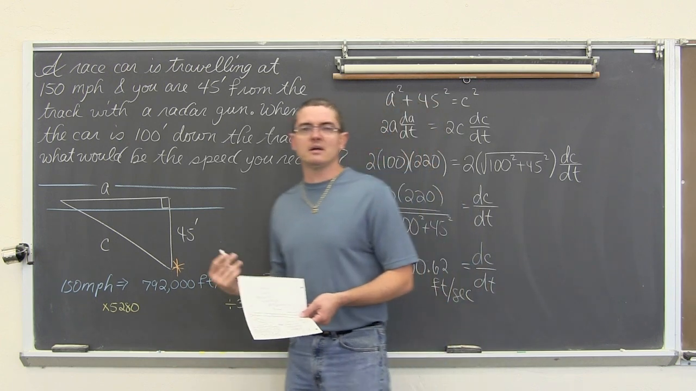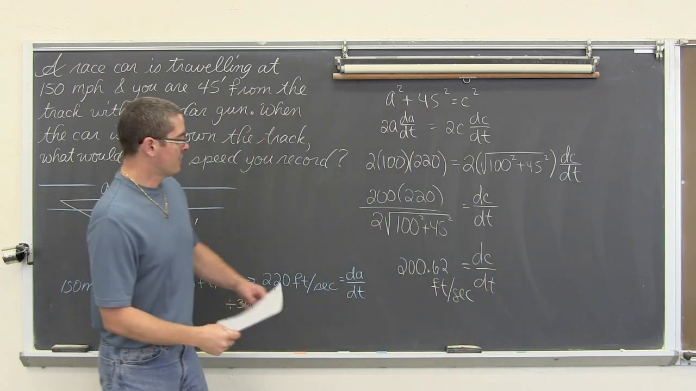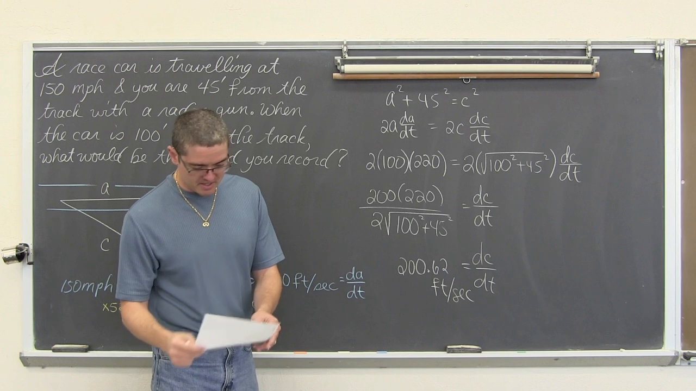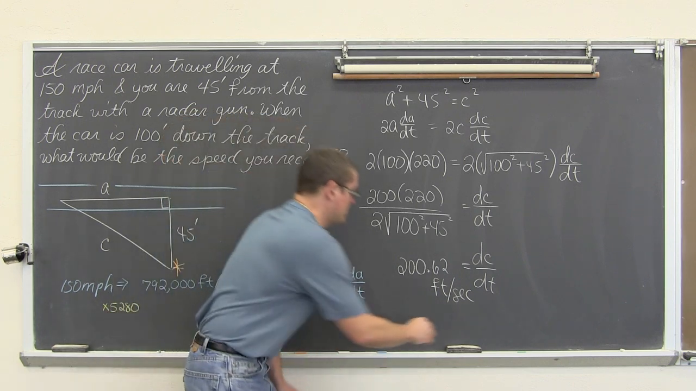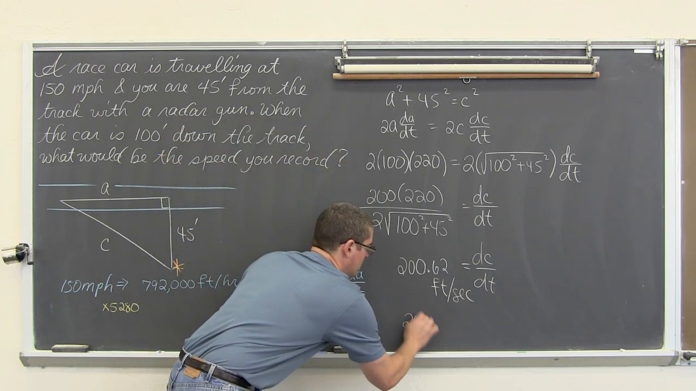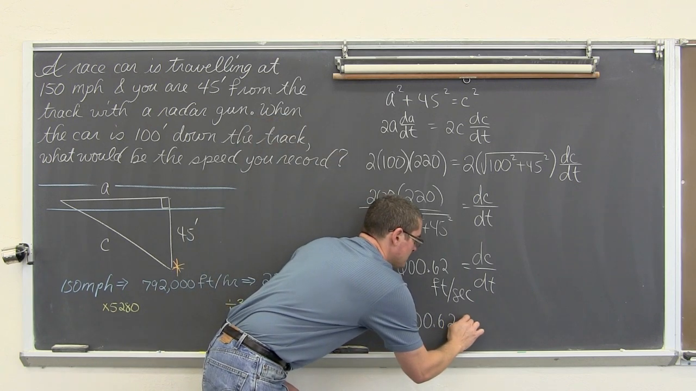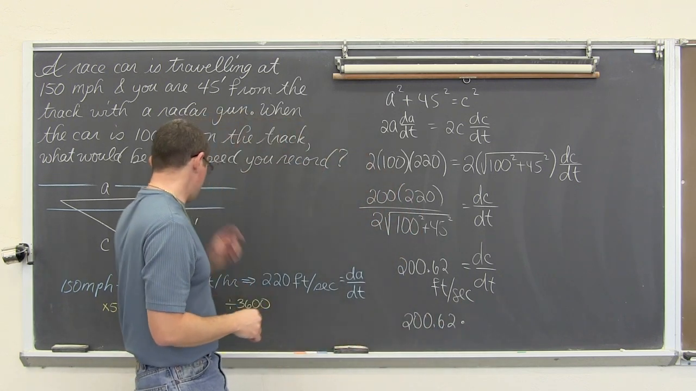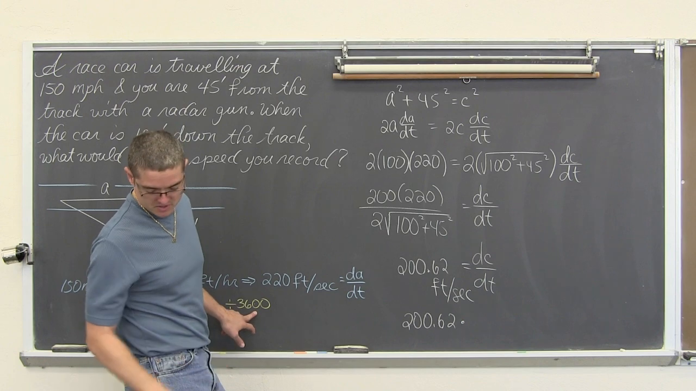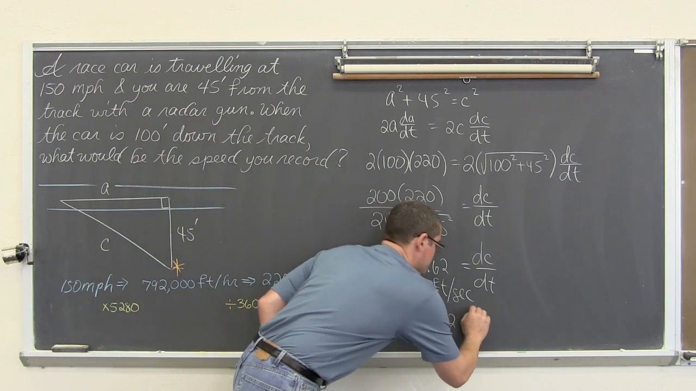The radar gun is going to read in miles per hour. So we're going to take this 200.62 and we're going to have to multiply that. Let's see, what did we do? We divided by 3600, so we're going to have to multiply that by 3600.